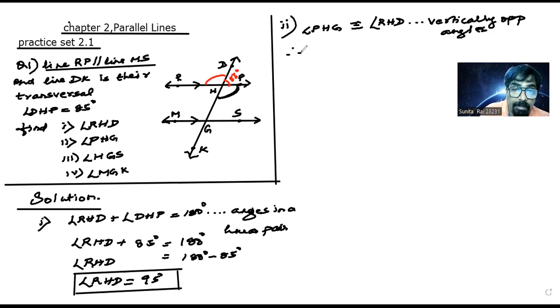Therefore, angle PHD. Please have a look here. Angle PHD will be equal to this RHT. RHT कितना बेटा, 95 degrees है. RHT का जगह में 95 degrees है, right?